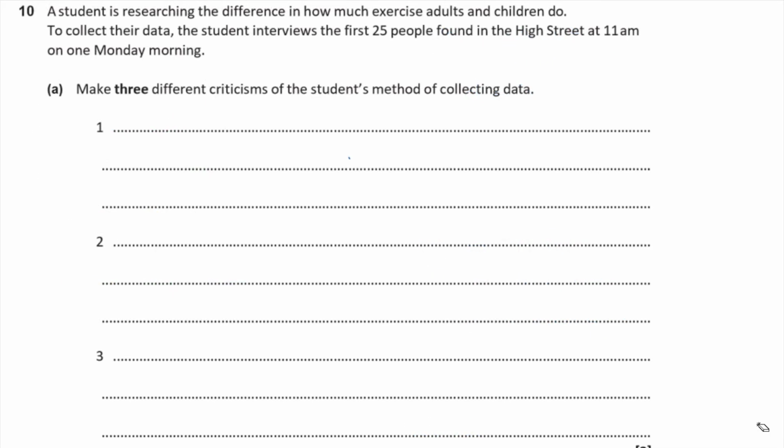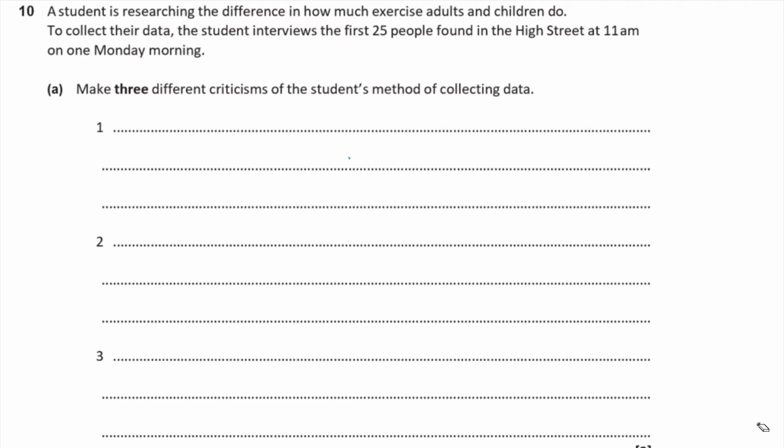23.2. Question 10. A student is researching the difference in how much exercise adults and children do. To collect their data, the student interviews the first 25 people found on the high street at 11 AM on a Monday morning. Make 3 different criticisms of the student's method for collecting data.